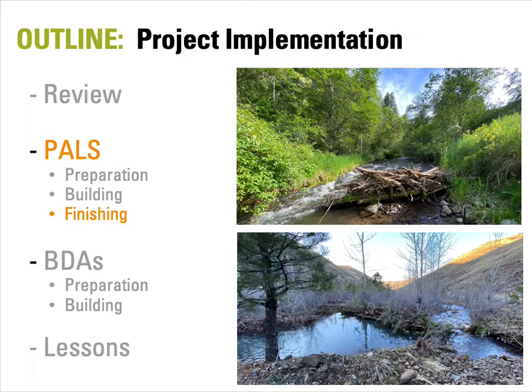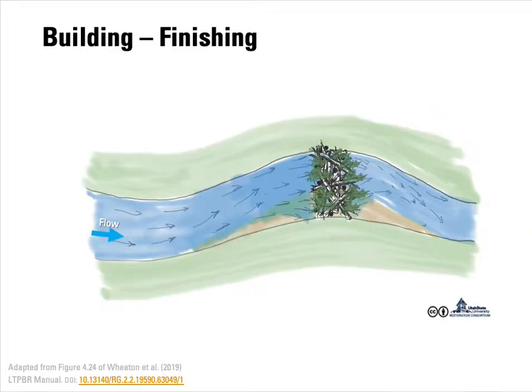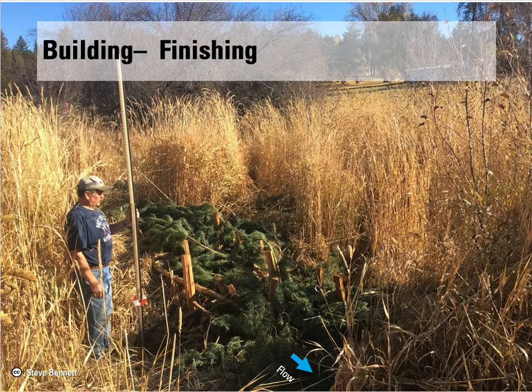And then just quick notes on finishing off your PALs. That's why we sort material at the beginning. When you're using logs, there's going to be a lot of spaces in between those logs, and if you can start to cram smaller branches into those spaces, it's going to decrease the porosity of the structure and just make it do more work more quickly. Here's just another example of adding a lot of branches, and trust me, there is a stream underneath that structure somewhere.